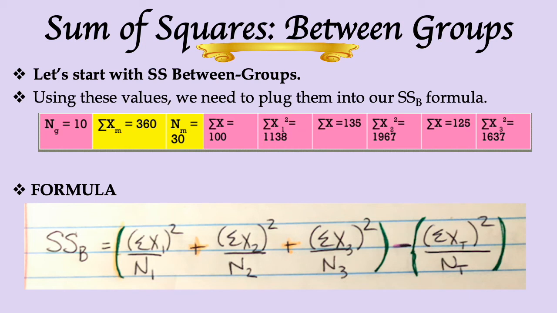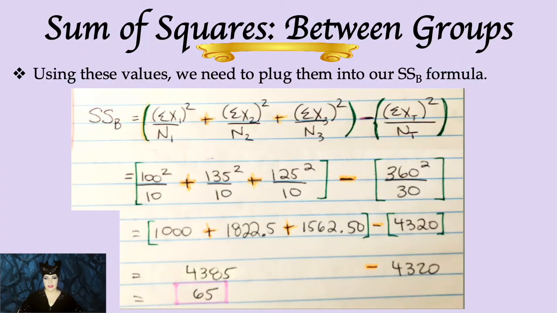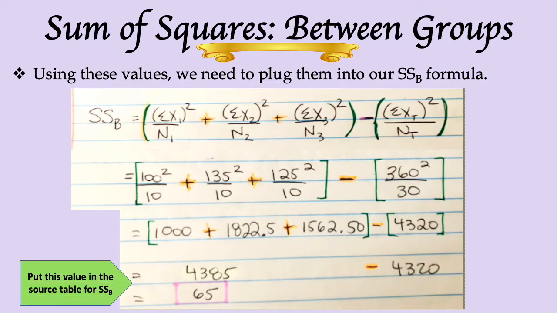Once we add all of those together, we're going to subtract from the total sum of x across all of the data points, which is represented by the number 360, and we're going to divide that by the total number of data points we have, which is 30. Because we had 10 participants take the test 3 times, we technically have 30 data points. So once we simplified everything in the first group of brackets, we get 4,385 minus 4,320, and we are left with a variance of 65. This is the value that's going to go in our source table for sum of squares between groups.